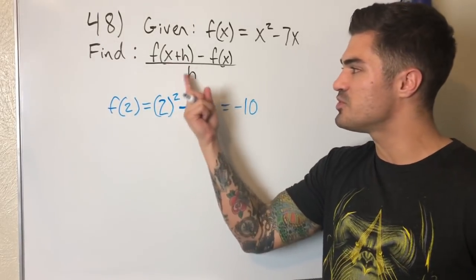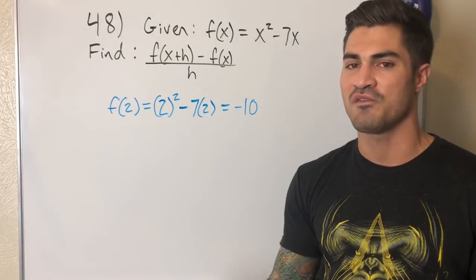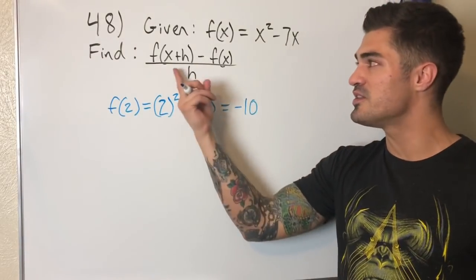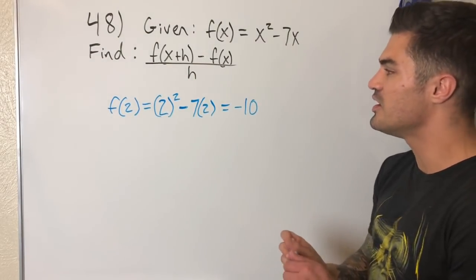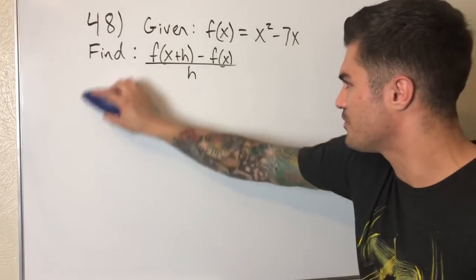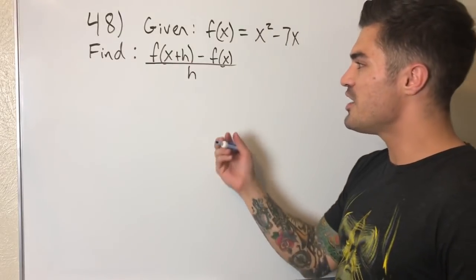So for f of x plus h, I do the same thing. X plus h is my input into my function f. So anywhere I see an x, I replace it with x plus h. Let me get rid of this real quick. That was just to refresh everybody on how this function notation works. So what is my f of x plus h?